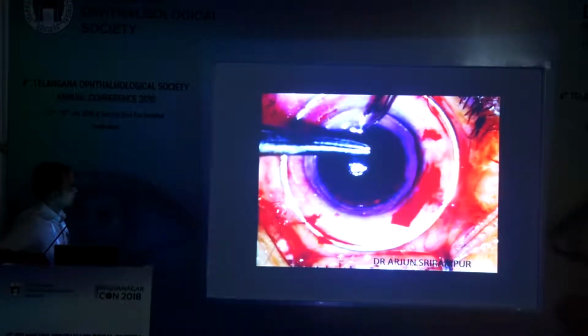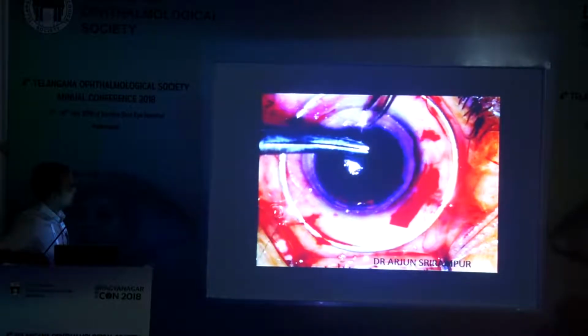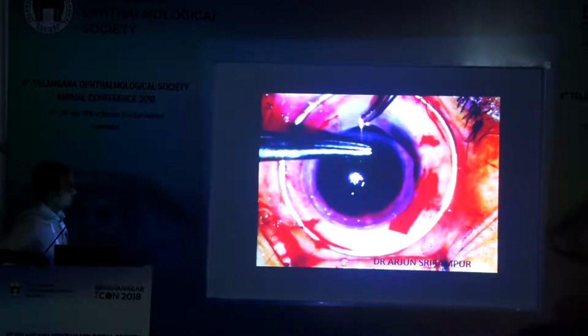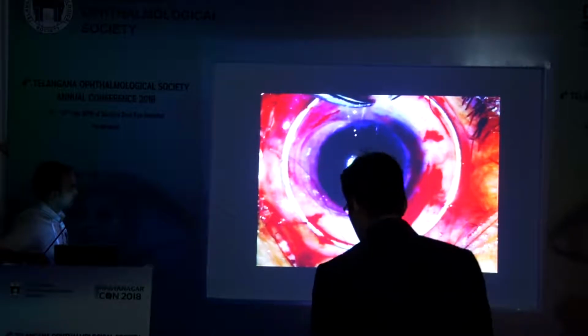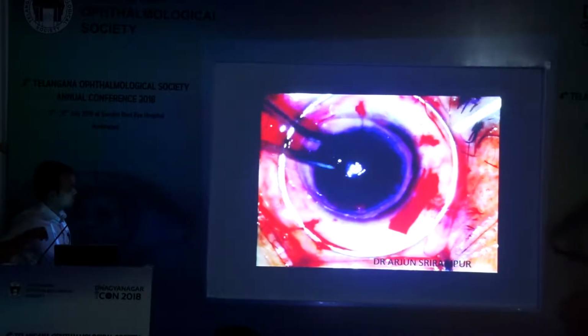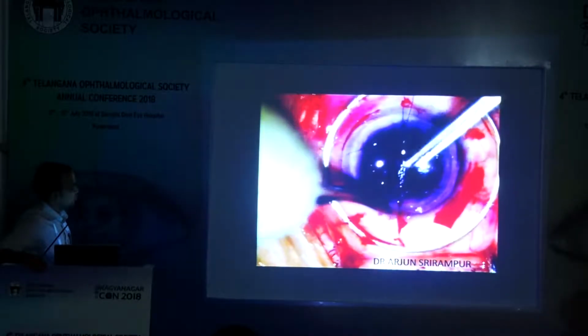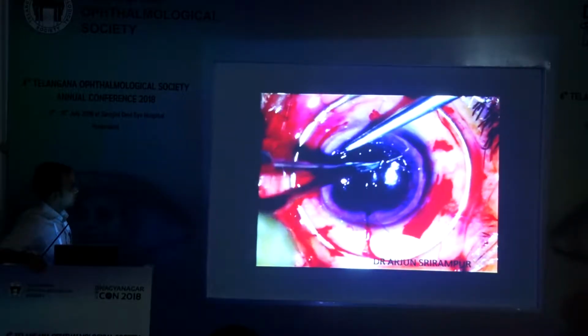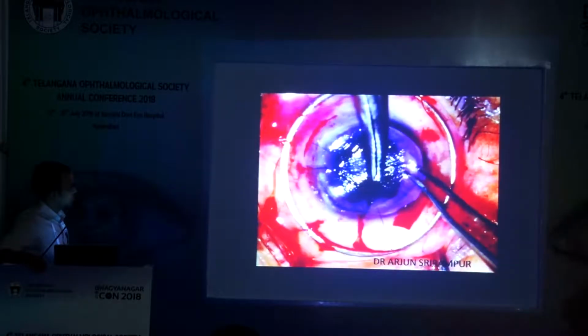Then the donor tissue is put on the host cornea, and it is sutured like a routine keratoplasty. The suture is taken on the superior part of the graft, avoiding the flange, and we are making sure that the flange goes into the scleral corneal pocket which we have made. Then the suturing is like routine keratoplasty.